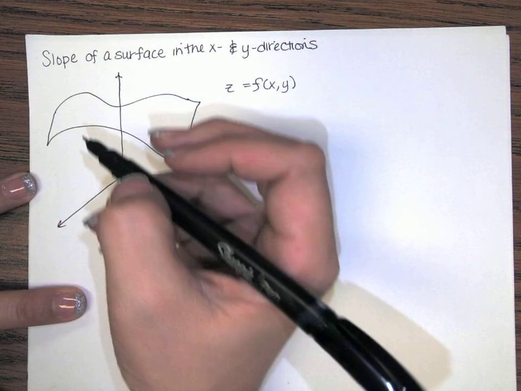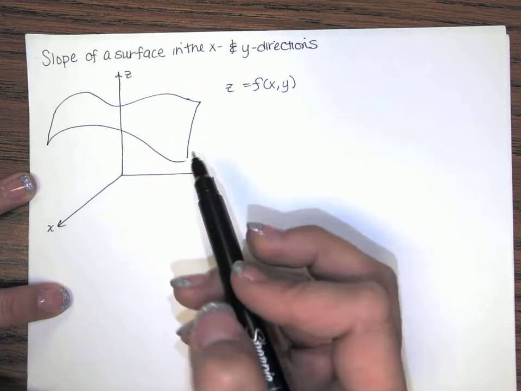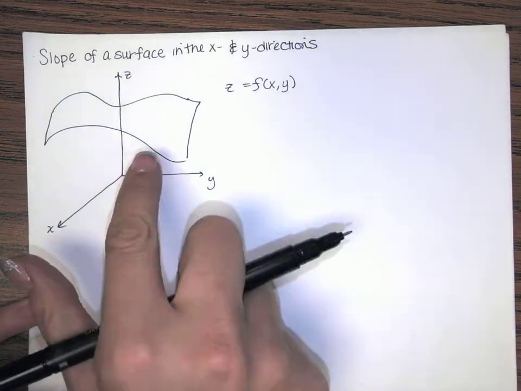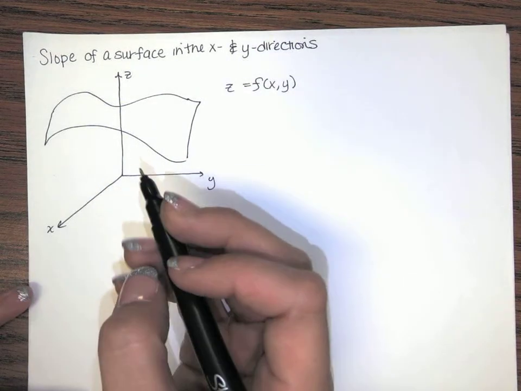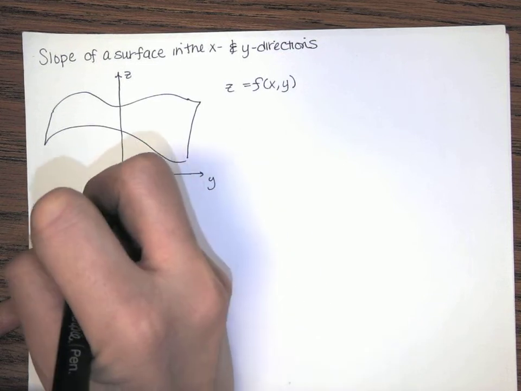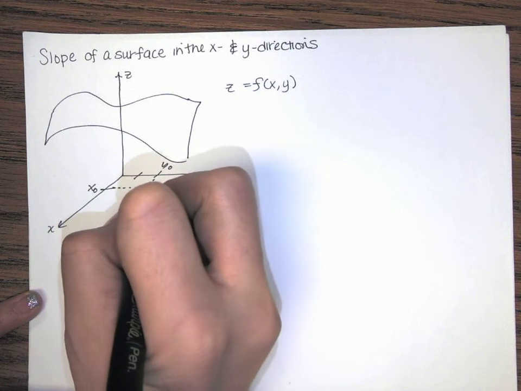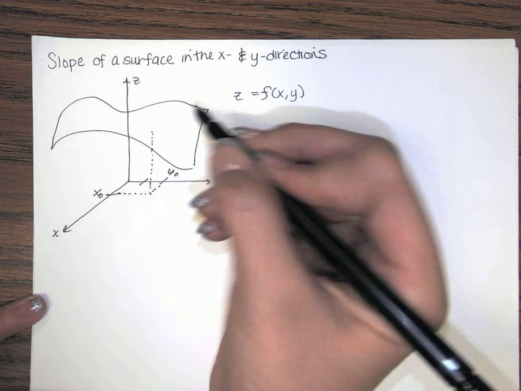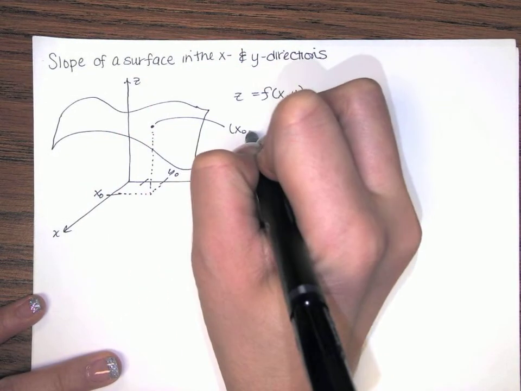If we're interested in the slope of the surface in the x direction and the y direction at a particular point, basically we're going to take a plane and intersect it with the surface that goes through that point. So let's say I want the slope in the x direction at x naught, y naught. So maybe this is my x naught, and this is my y naught over here. That x naught, y naught is associated with a particular z naught. Maybe that z naught is right here. This is x naught, y naught, z naught.